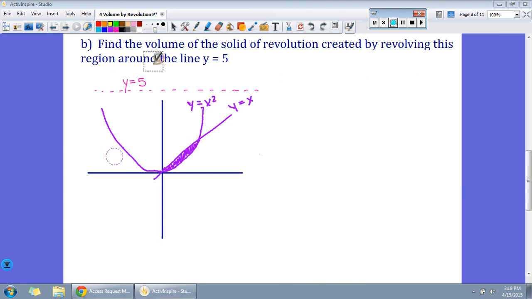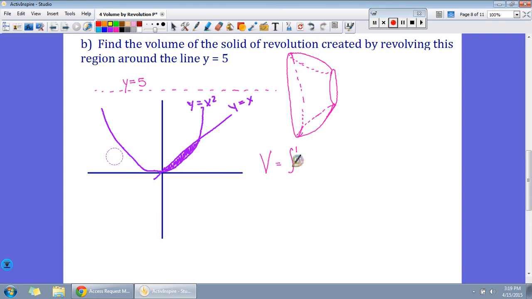For this next example, our axis of revolution is moved up to y equals 5. This is going to dramatically change our equation because the function that is our outer function becomes x squared, and our shape looks like this.